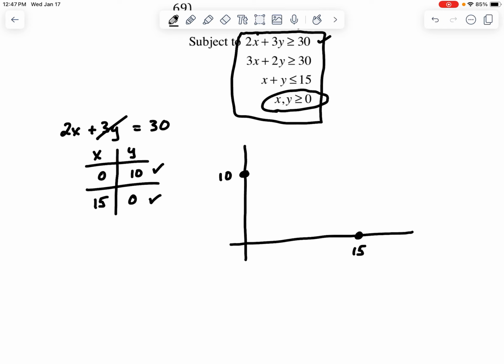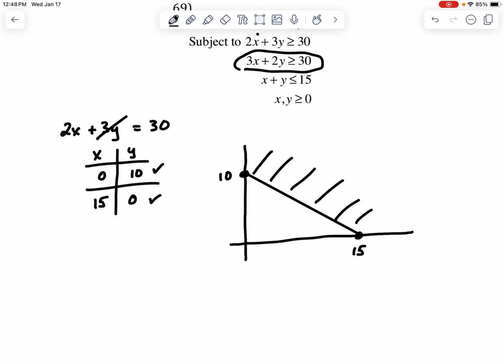And then just make a nice straight line connecting those two. And since this had a bigger than or equals, that means I should be using a solid line. And also, because this one has greater than, that means that the shading has to be above the line. So greater than means that it's above the line. Okay, then move on to the next equation.